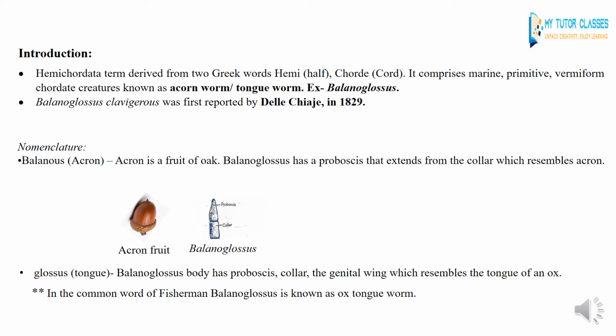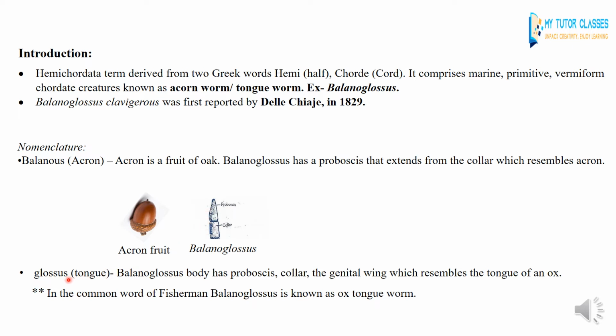Let's discuss the nomenclature. The term Balanoglossus is from Balanos and glossus. Balanos means acorn. An acorn is a fruit of the oak tree which resembles the structure of Balanoglossus. In Balanoglossus we can find a proboscis and a collar. When we look at the acorn fruit, it seems like something extends from the posterior end, which resembles Balanoglossus. Here, it seems like the proboscis is extending from the collar.